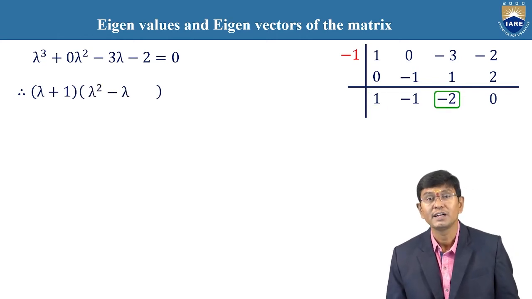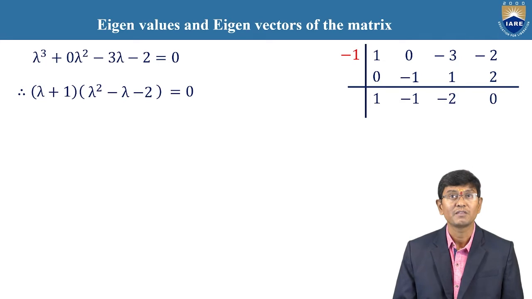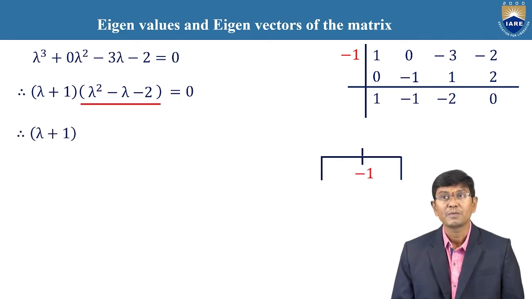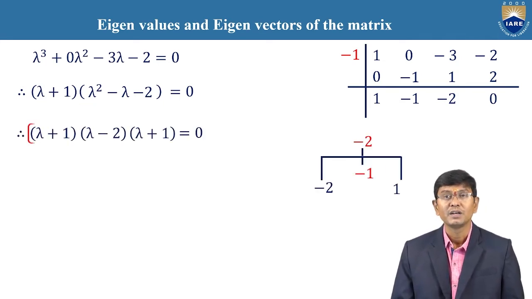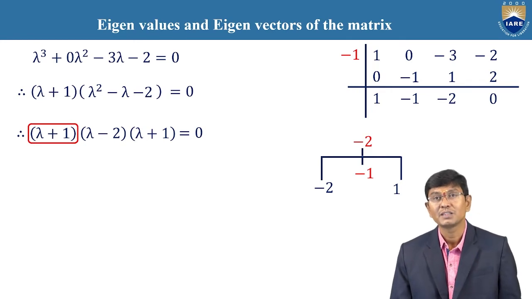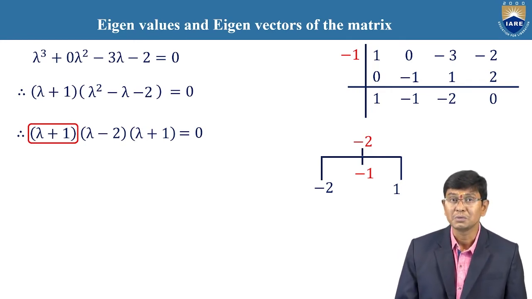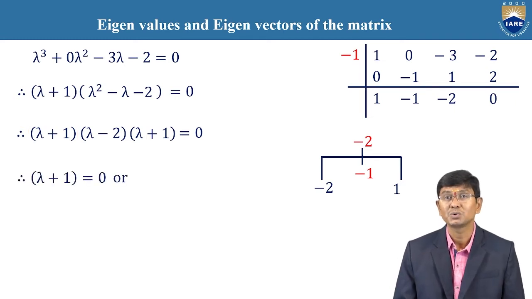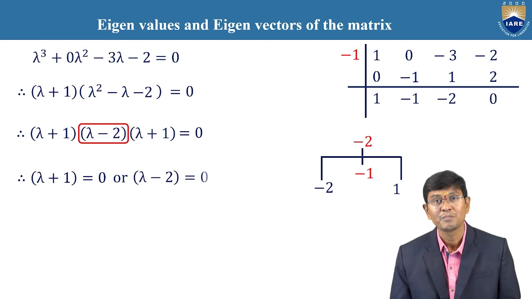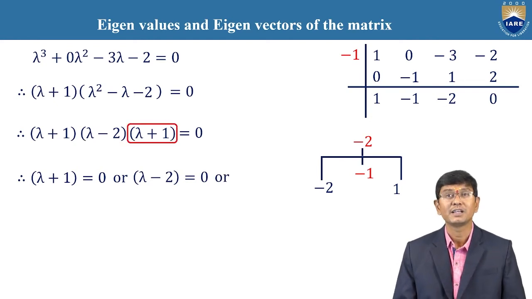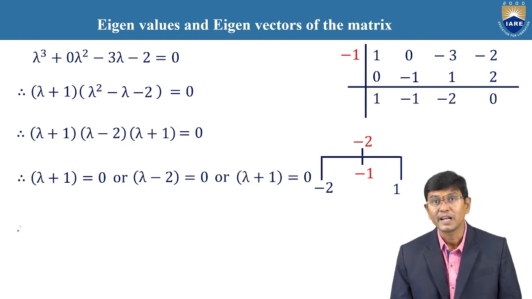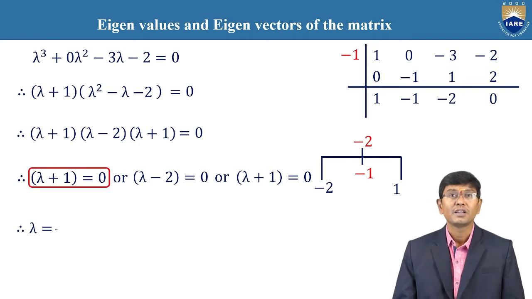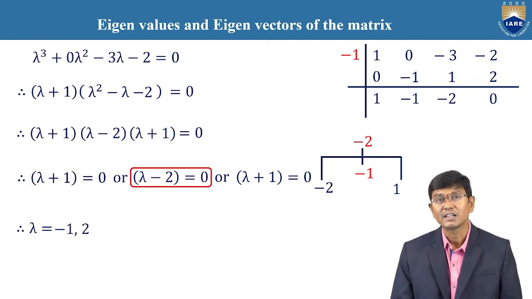Finally, once again, we need to find the quadratic equation with the help of the second one. Therefore, by the factors method, we obtain (lambda plus 1)(lambda minus 2)(lambda plus 1) is equal to 0. Therefore, here the values are lambda is equal to minus 1, lambda minus 2 is equal to 0, that is lambda is equal to 2, and lambda plus 1 is equal to 0, that is once again lambda is equal to minus 1. Therefore, the conclusion is that the eigenvalues of the given matrix are lambda is equal to minus 1, 2, minus 1.